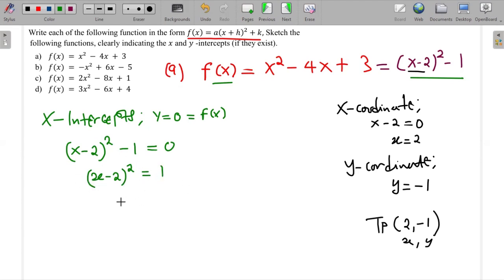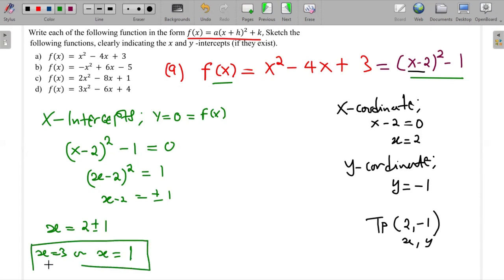Then I take the square root of both sides. So I have x - 2 equals plus or minus the square root of 1. The square root of 1 is just 1. So x is equal to 2 plus or minus 1. If I say 2 plus 1, it will be 3, or if I say 2 minus 1, it will be 1. So these are my x-intercepts. The graph cuts the x-axis at 3 and at 1. Yes, sir, you have a question?